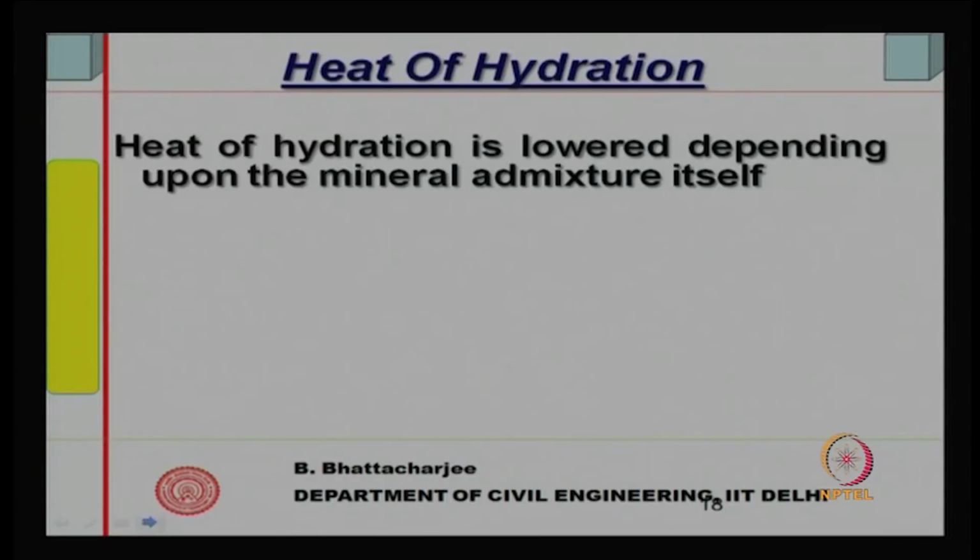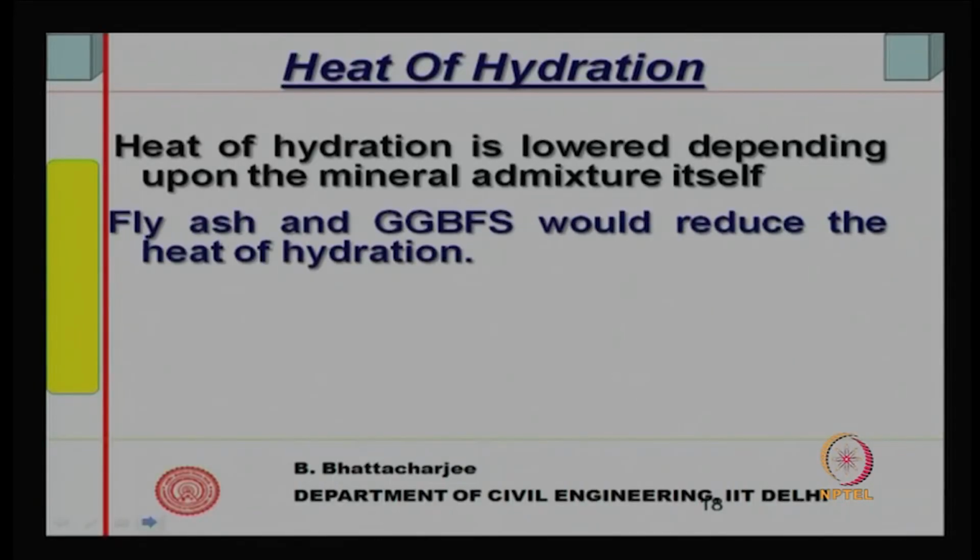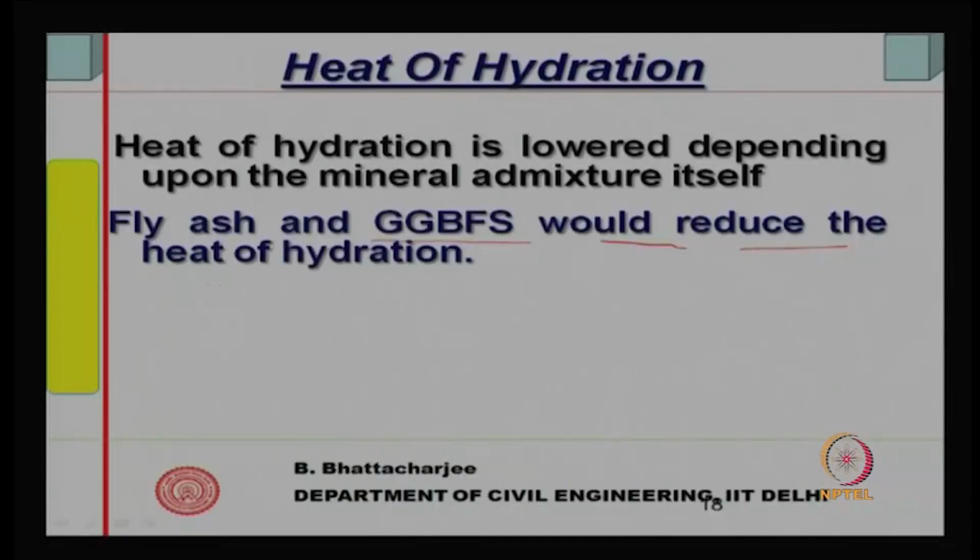Heat of hydration is lowered depending upon the mineral admixture itself. For example, fly ash would lower it significantly, and it is one of the places where fly ash is used. One purpose of using fly ash is to reduce the heat of hydration. Both fly ash and GGBFS would reduce the heat of hydration. They reduce the heat of hydration because they do not react very fast.